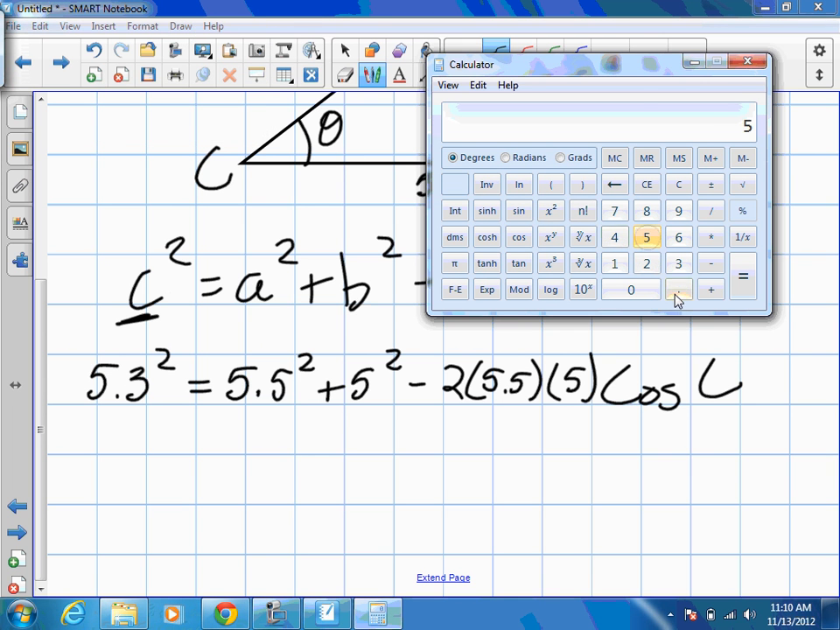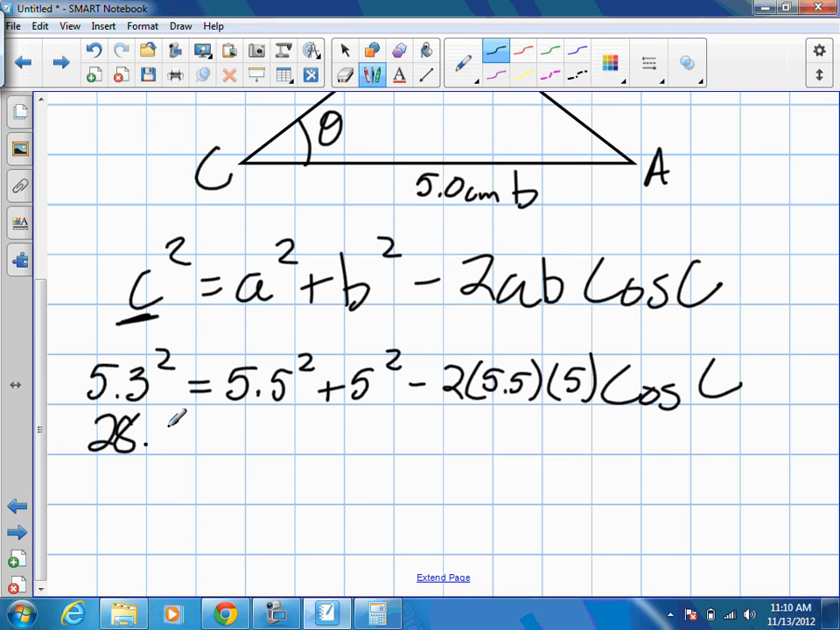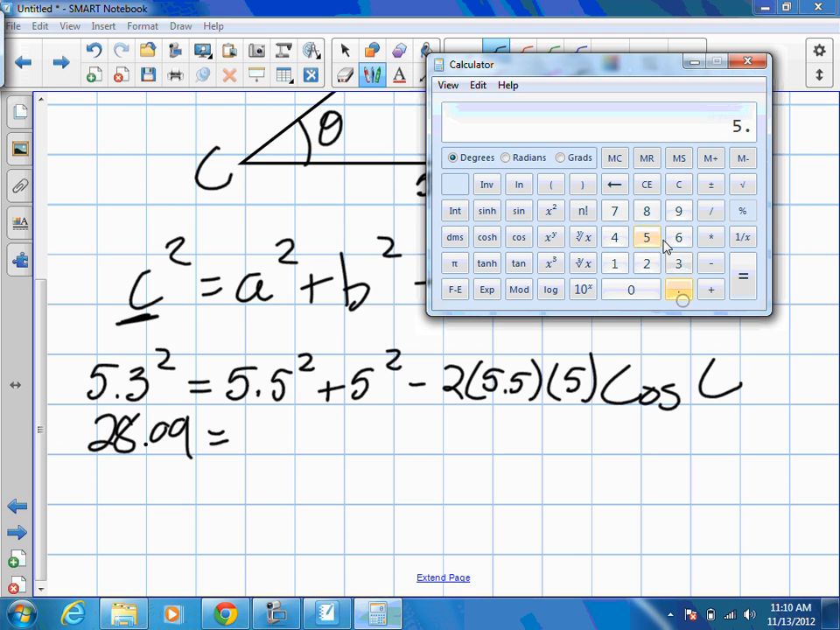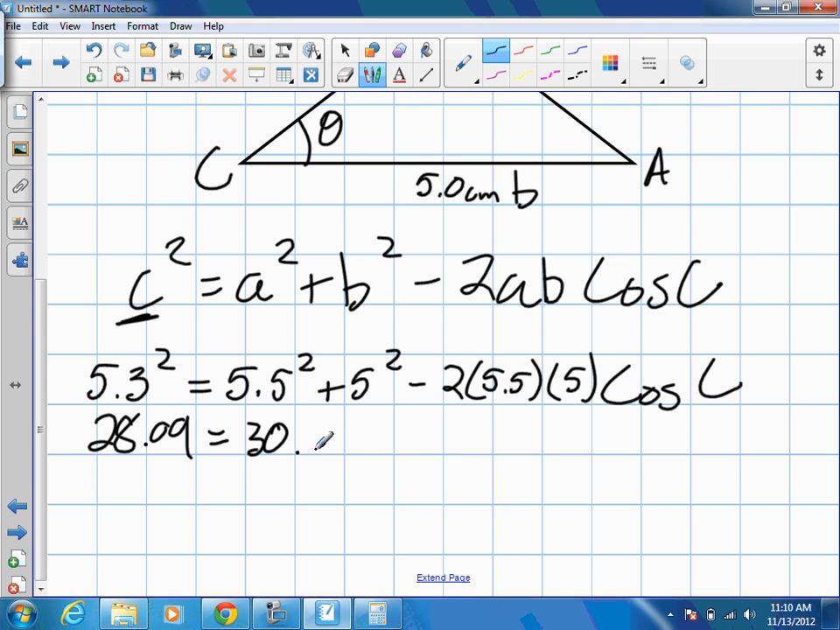Okay, so we have 5.3 squared, 28.09, is equal to 5.5 squared, 30.25. Anyone know what 5 squared is? 25. Oh, you guys are so smart. Okay. Then think of it again as if it was a negative 2. Negative 2 times 5, negative 10 times 5.5. Come on, you don't know those quick tricks? It's negative 55. Just move that decimal over.